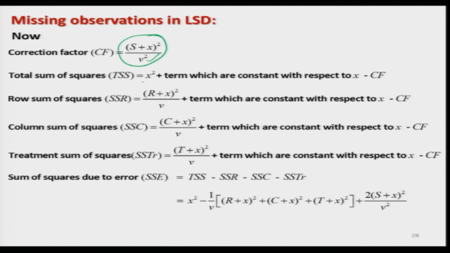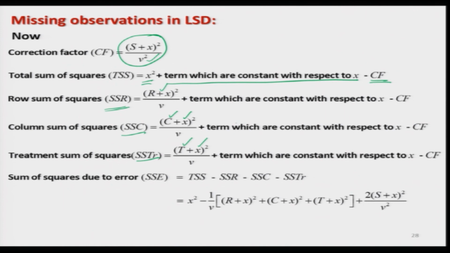TSS is going to be simply x square plus terms which are constant with respect to x minus the correction factor. Similarly, you are going to get the sum of squares due to rows, columns and treatment. They are again of a similar nature: the row sum becomes (R plus x) whole square, where R is the known sum and x is the unknown value. Similarly in the case of column, C is the known sum and x is the unknown value, and in the case of sum of squares due to treatment, T is the known value and x is an unknown value.